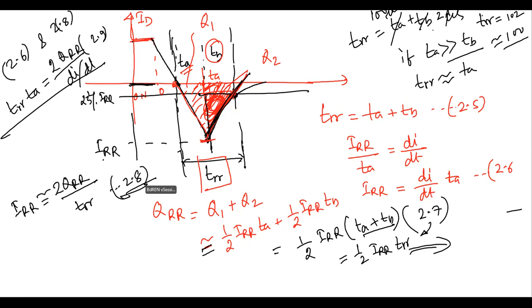Yes, sir. So in any case, if TA is much greater than TB, that means very abrupt recovery, then you can replace this TA by TRR. Then what happened? Where have I done it? Okay. Then your TRR, where is this?